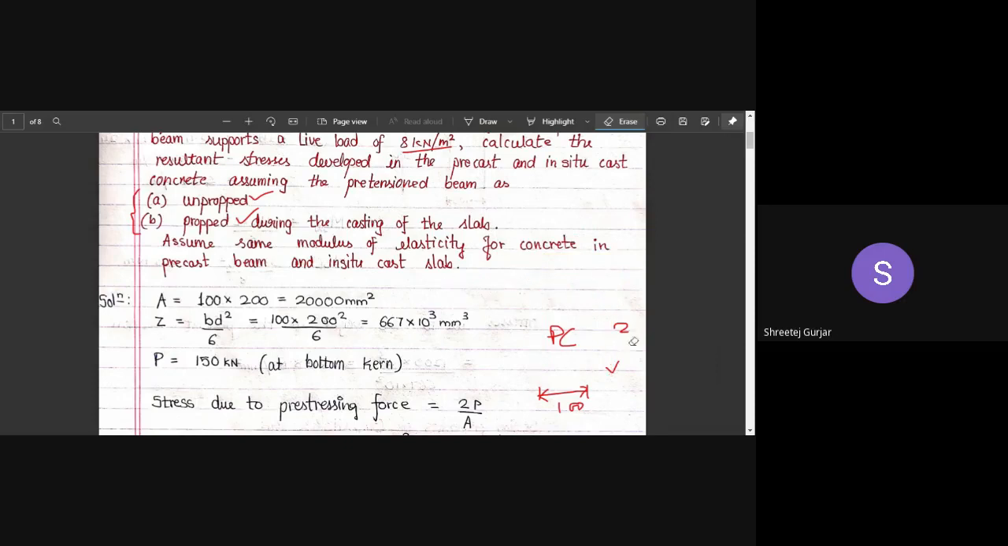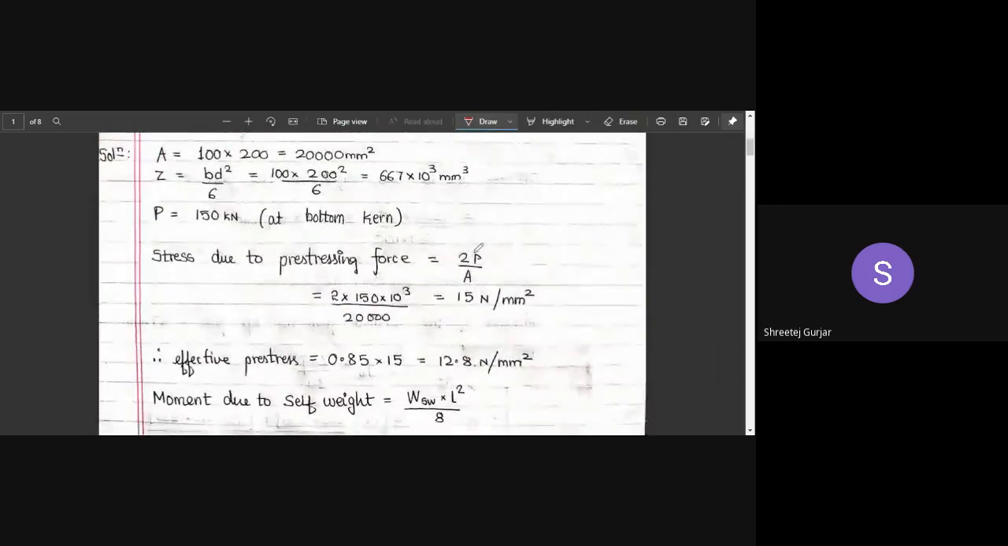Now let us note down whatever is given first. We need to find out the stresses like I've shown you in the previous diagram. Same thing we have to calculate now. So the area of the cross section of the beam, this is for the precast beam. Then Z, the section modulus, is BD squared by 6 for a rectangular section, also for the precast beam, the bottom beam. Then the pre-stressing force is 150 kilonewton and this is acting at the bottom core point.